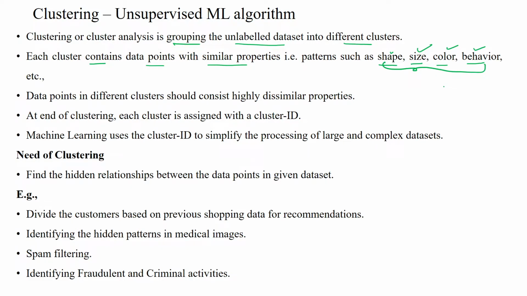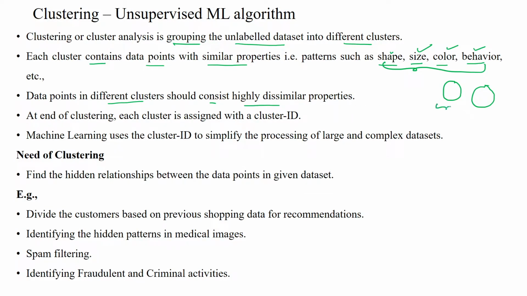For example, if we have a student community who all scored more than 9.0 CGPA, they will be considered similar pattern students, so they will be grouped into a single cluster. And students with 8.5 to 8.9 CGPA will be grouped into another pattern. So different groups can be formed based upon similar patterns. The data points in different clusters should contain highly dissimilar properties.